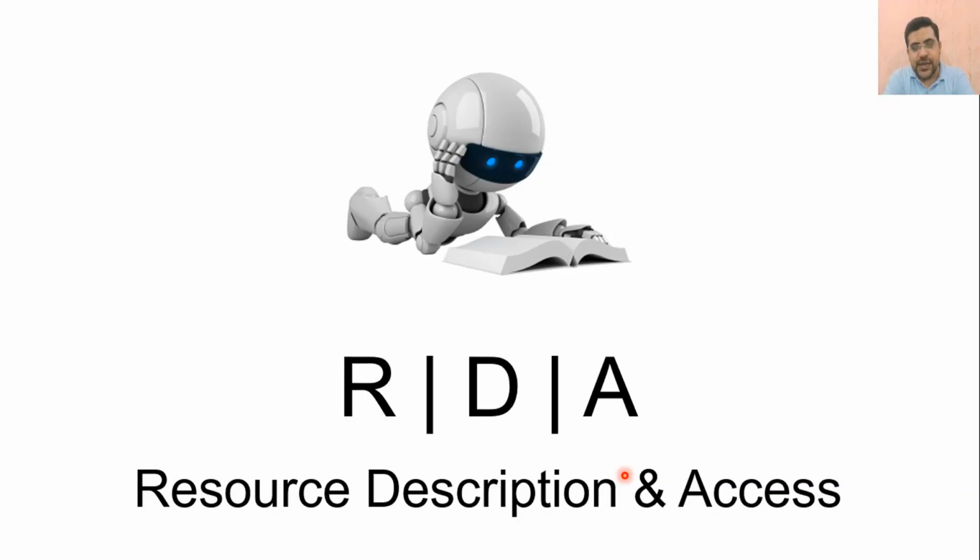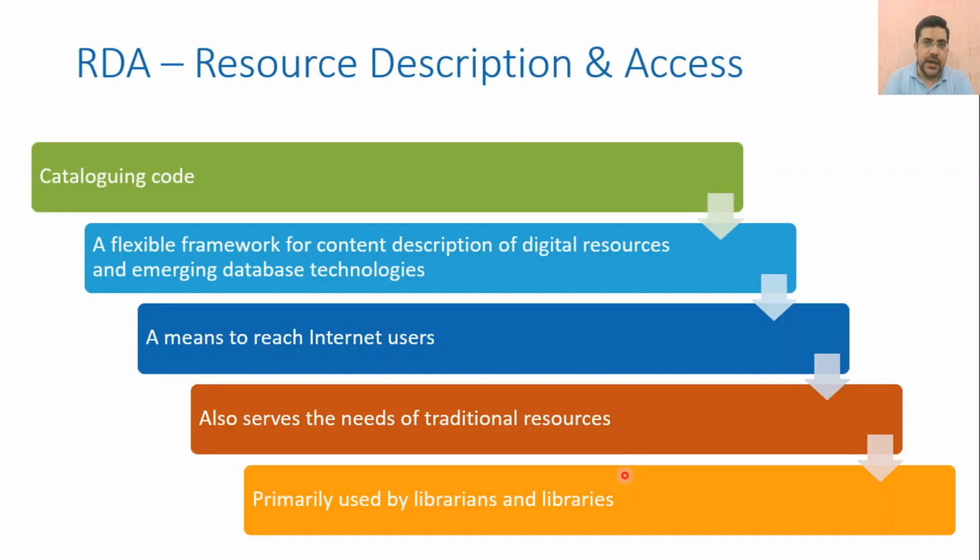This is Farooq Hussain, and today we are going to learn an important topic in the cataloging and metadata management series. It's RDA. We all know RDA is an abbreviation of Resource Description and Access. But what is RDA? RDA is one of the cataloging codes. What does it mean by cataloging code?